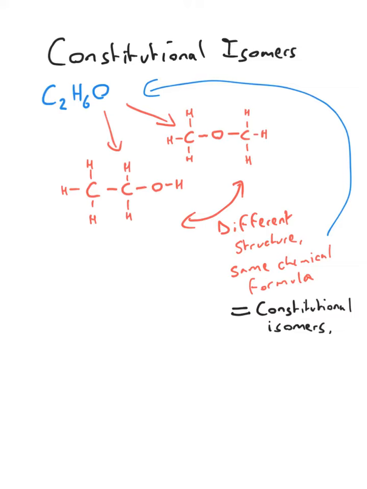Constitutional isomerism is very common in organic chemistry, and therefore we need to show the structures instead of the formulas when we are discussing a molecule. The more atoms that are involved in a chemical formula, the more constitutional isomers there are going to be. This can be exemplified by looking at hydrocarbons.